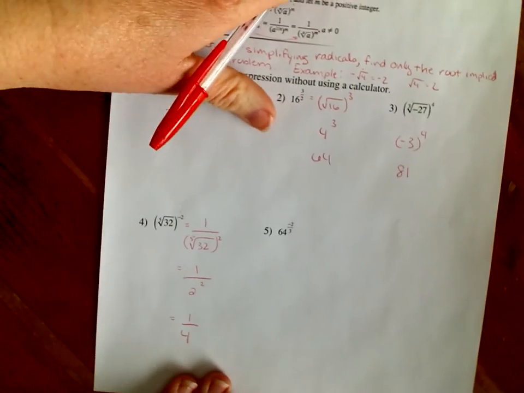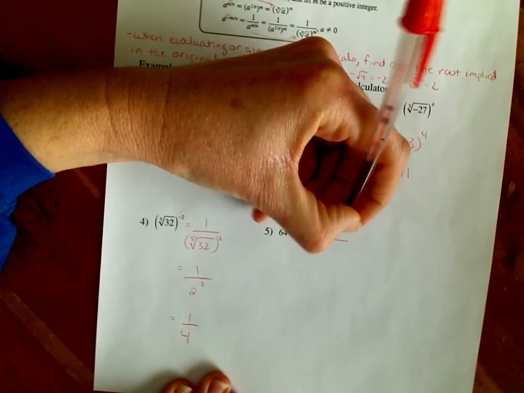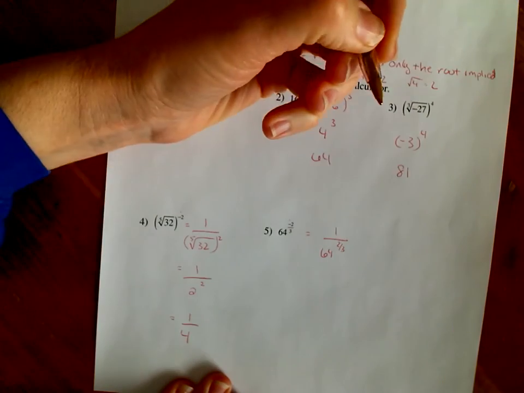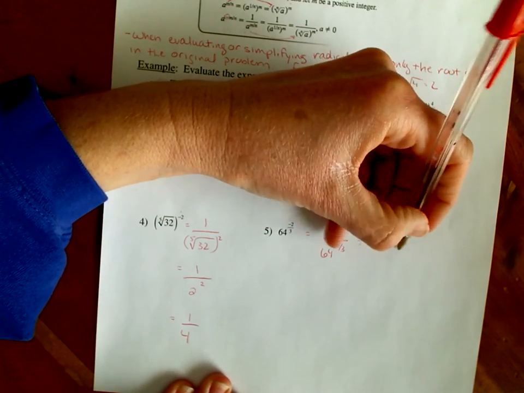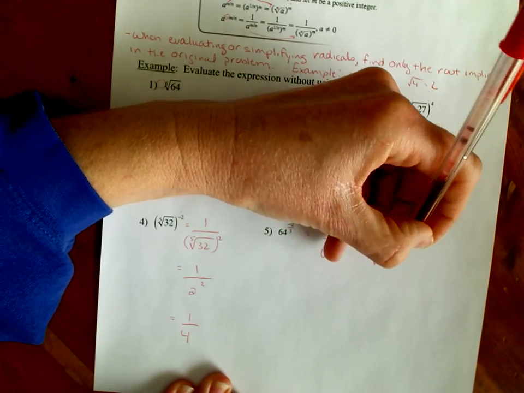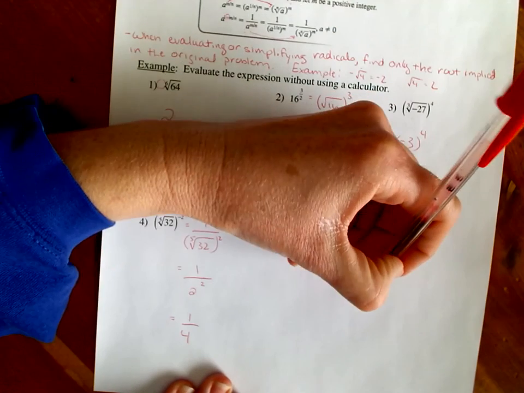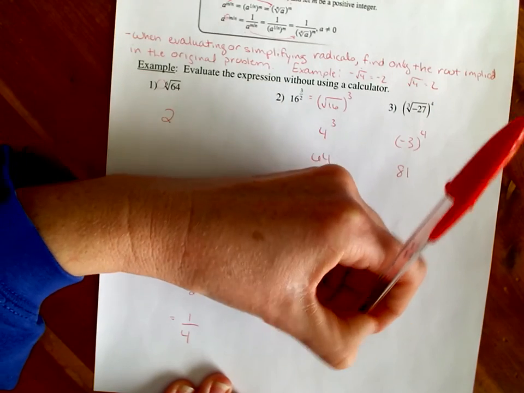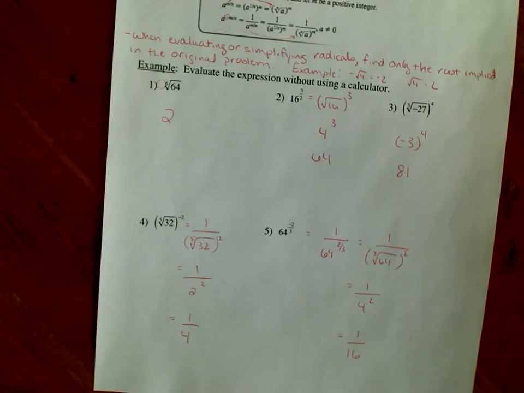Example 5 is similar. Notice you have a negative exponent, so that just means I need to find the reciprocal of 64 to the 2/3, and then I will rewrite this in radical form. That would be 1 over the cube root of 64 raised to the 2nd power. The cube root of 64 is 4, and 4 raised to the 2nd power will give us a final answer of 1 over 16.